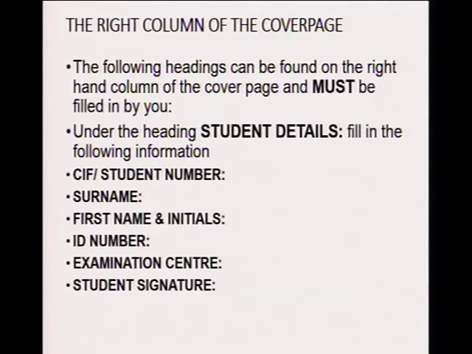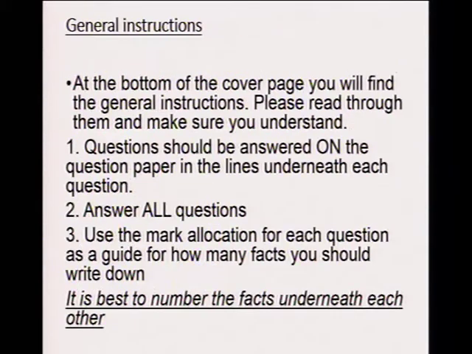Under the heading Student Details, you must fill in the following information: your CIF or student number, then your surname, then your first name, only your first name and the initials if you have more than one name, then your ID number, then the examination center where you are writing at this very moment, and lastly, your signature. At the bottom of this page, there are some general instructions. Please read through them and make sure you understand.